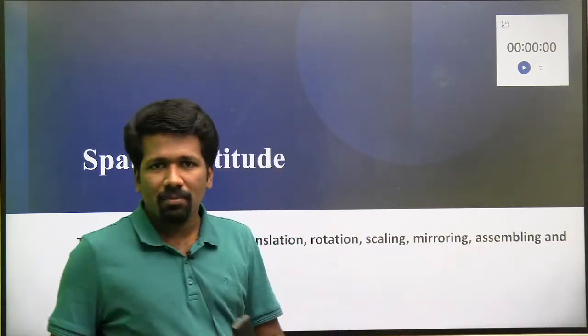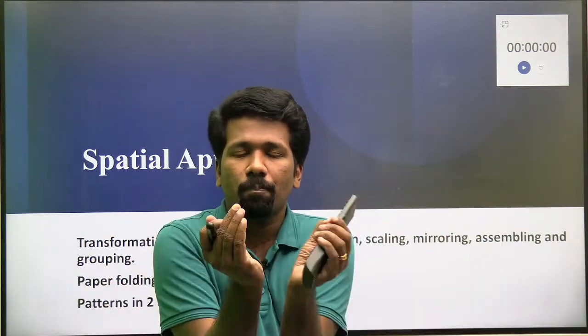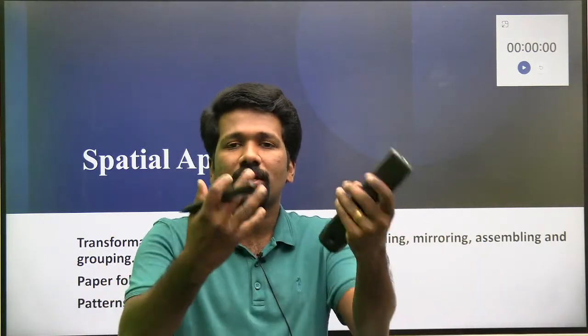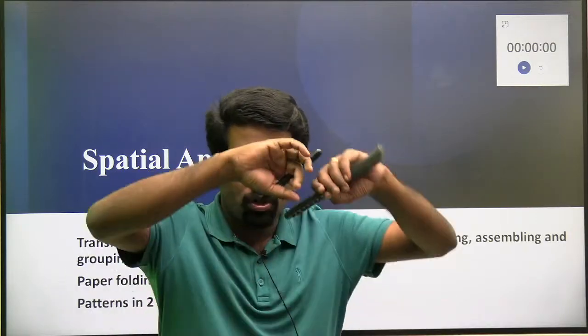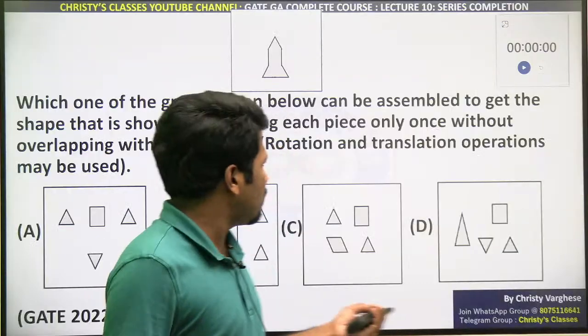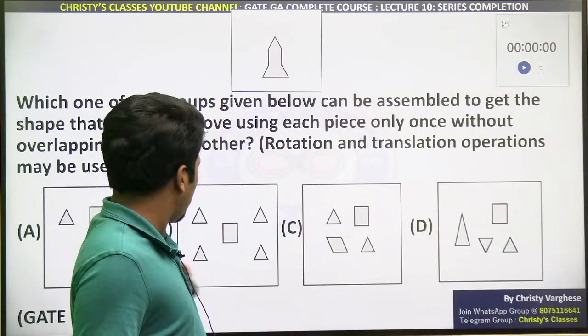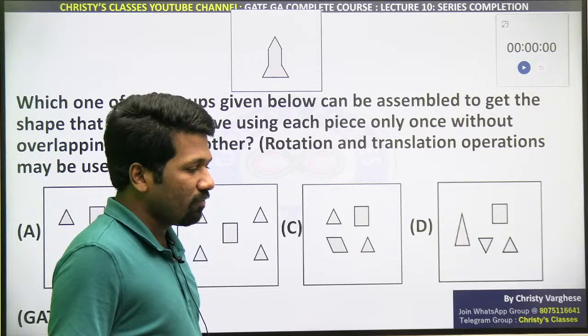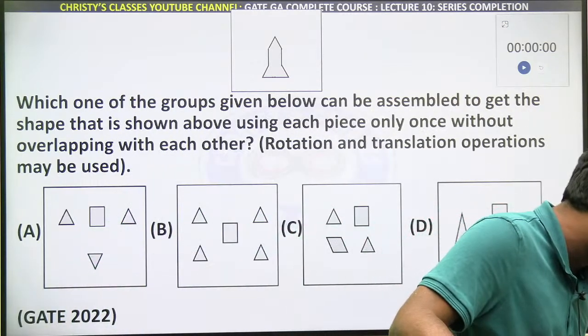And assembling and grouping means you are grouping parts together and trying to find the total shape, or dividing the total shape into different fractions. Like this question also, the full shape is divided and options are given, and we need to find that. Are you all understanding?